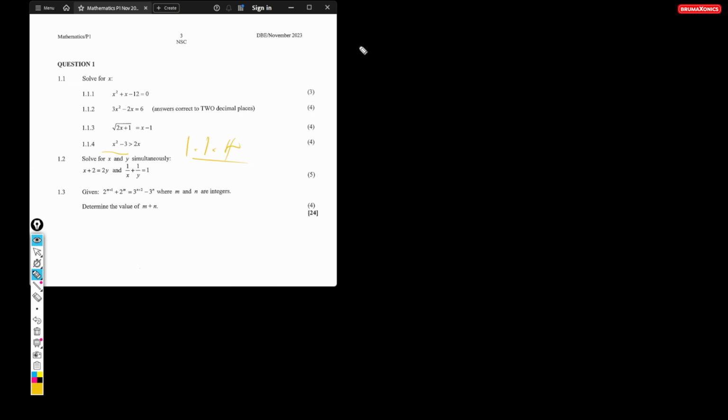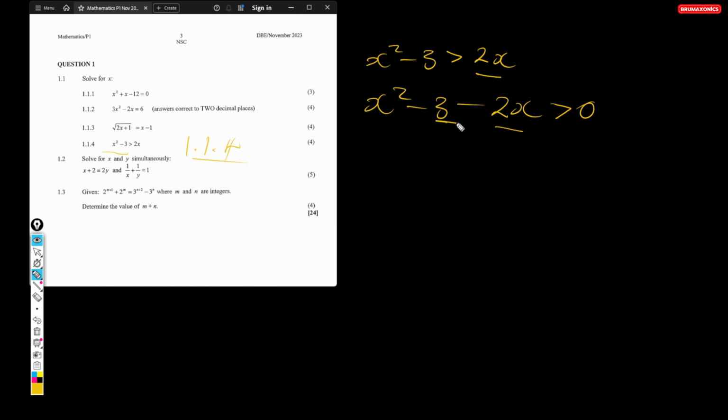1.1.4, and that will be x squared minus 3 greater than 2x. And the first thing that we are going to do is to take 2x to the other side, and then x squared minus 3 minus 2x greater than 0, and then rearrange the values, and then that will be x squared minus 2x minus 3 greater than 0.